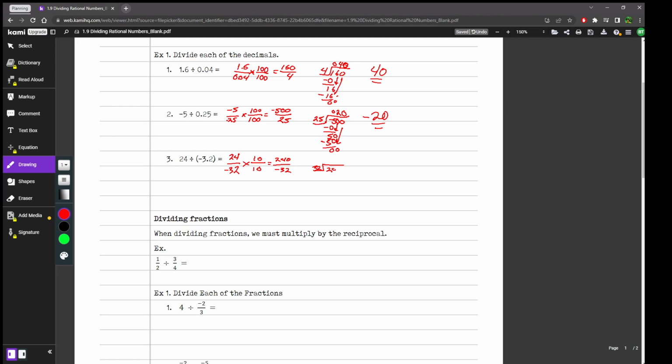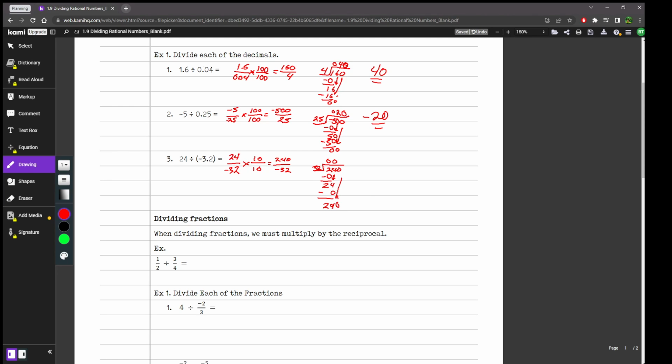32 divided into 240. Well, 32 goes into 2 0 times. Subtract, bring down our 4. Well, 32 goes into 24 0 times. Multiply across, bring it down. 240.